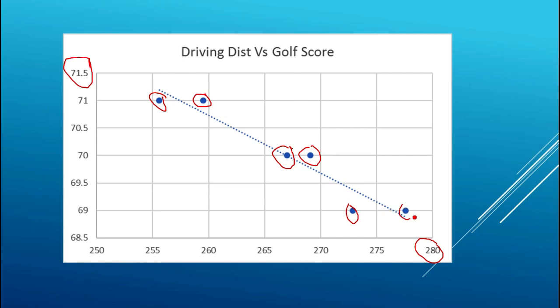The downward sloping dotted line is a line of best fit, which we will have a lot more to talk about later. But you can see that the negative correlation and the negative covariance is indeed associated with a downward sloping trend line. The only other thing I would point out at this point is that the trend line passes through the average score and the average driving distance in the data set.